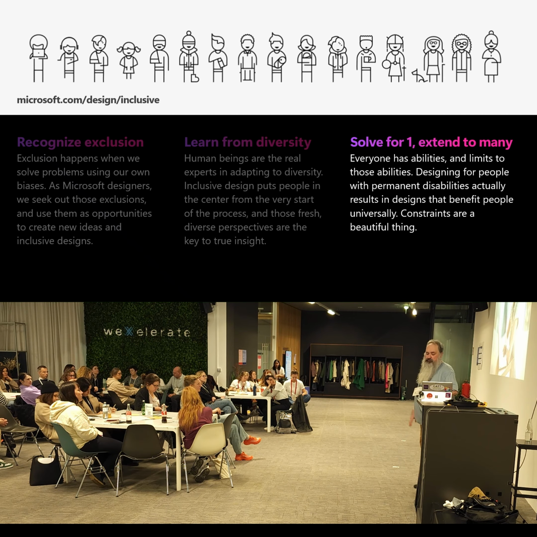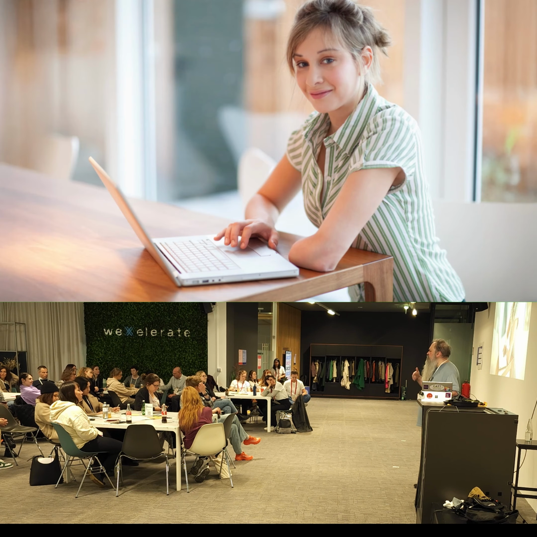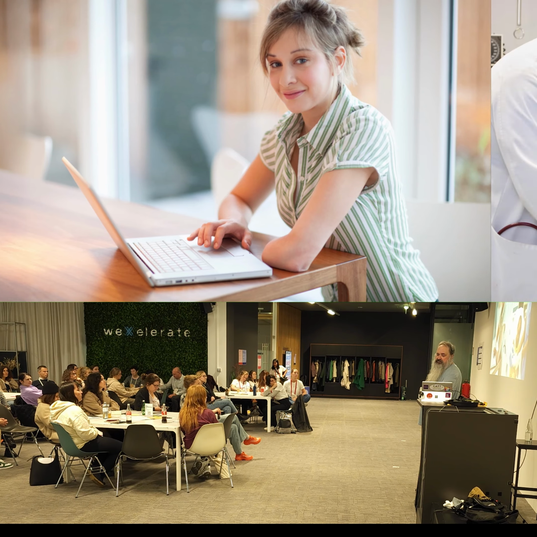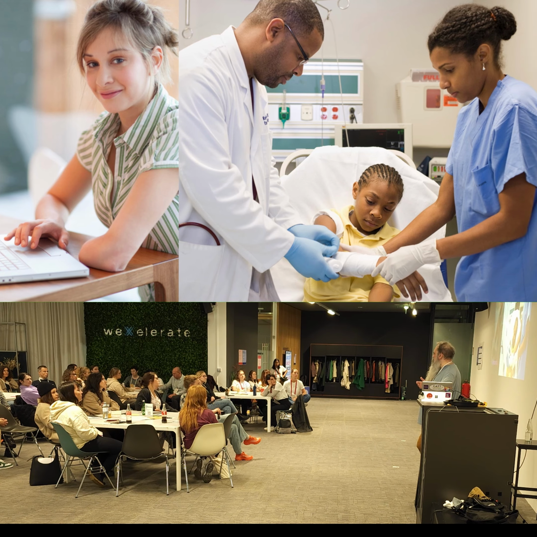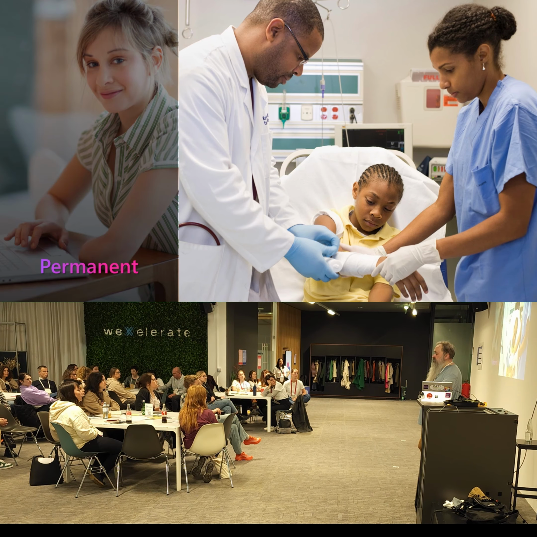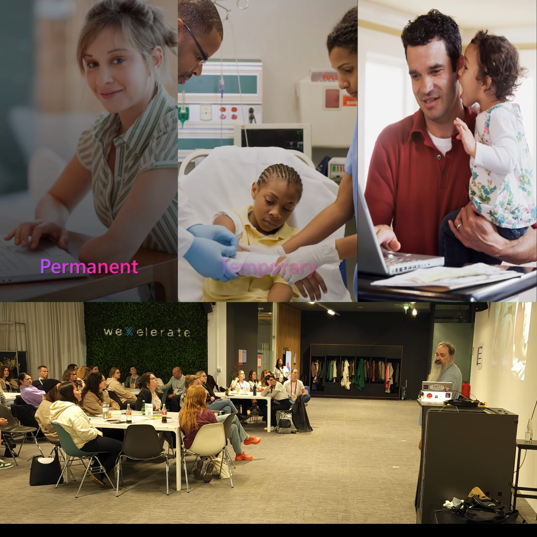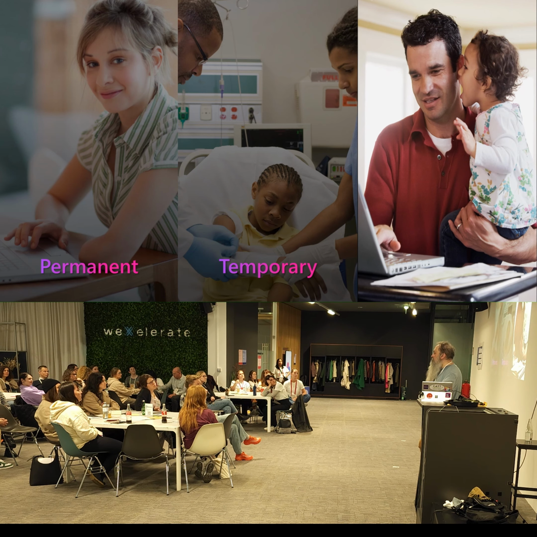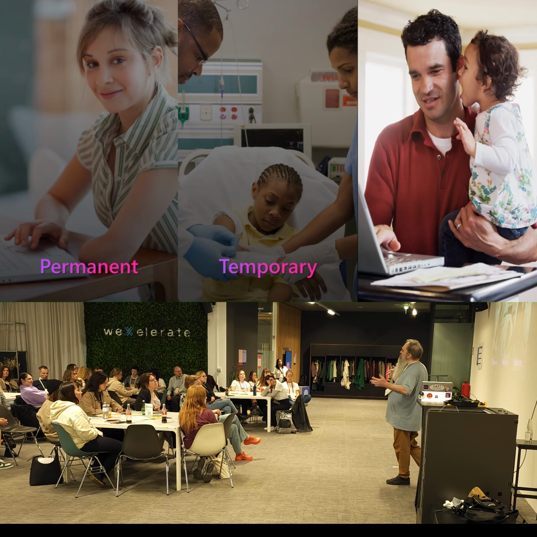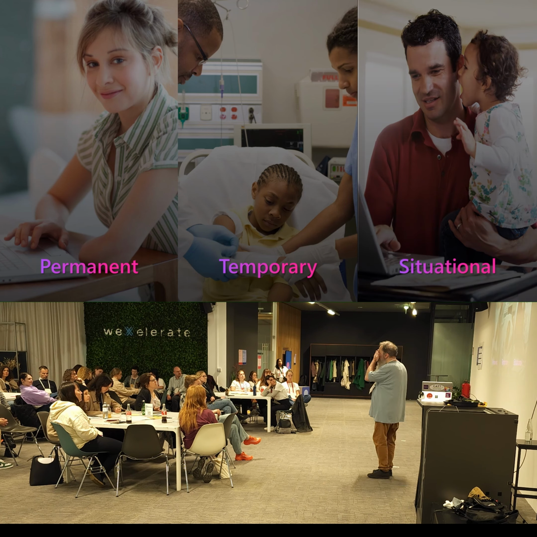So the core of this principle is the idea that when we design for someone with a permanent disability, like this woman who has one hand, someone with a temporary disability, this boy with a broken arm, benefits, and then someone with a situational disability, this man holding his daughter, a situational limitation, also benefits. So this is the canonical way that we think about solve for one, extend to many, right?